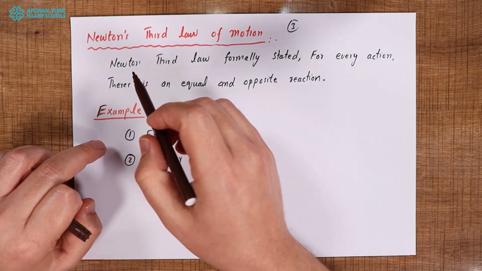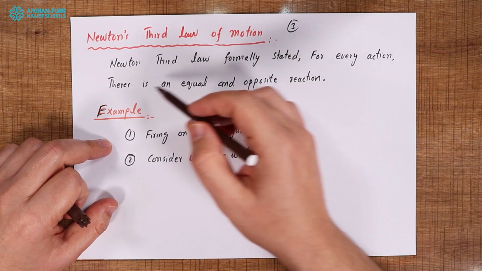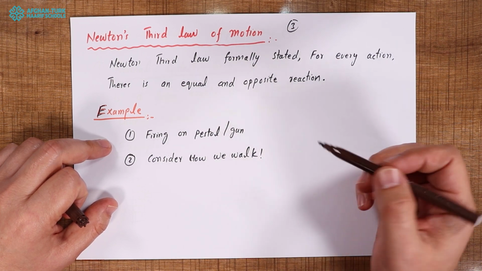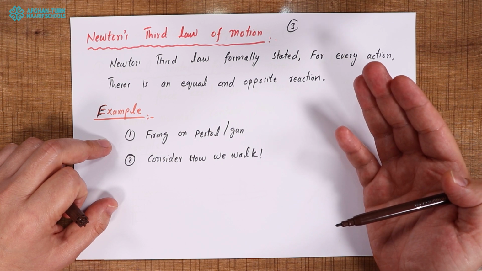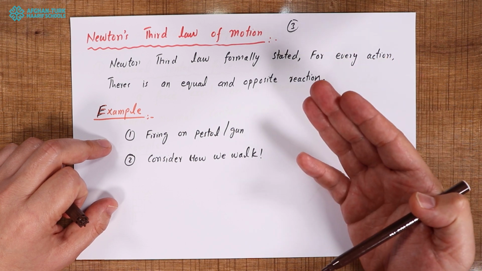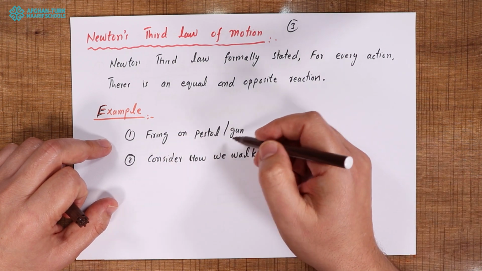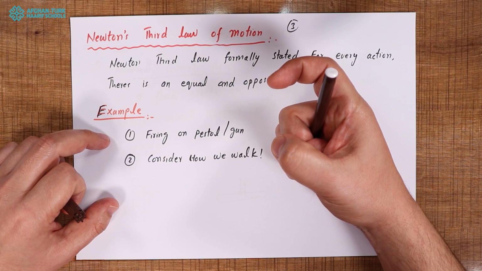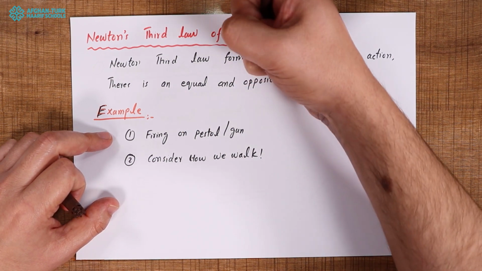Okay, let's see the third law. Newton's third law formally states that for every action there is an equal and opposite reaction. What does it mean? Newton said that if we perform some action, there must be an opposite reaction to our action. For example, if we fire a pistol or gun, the pistol applies a reaction, moving backward, and then the bullet goes forward.